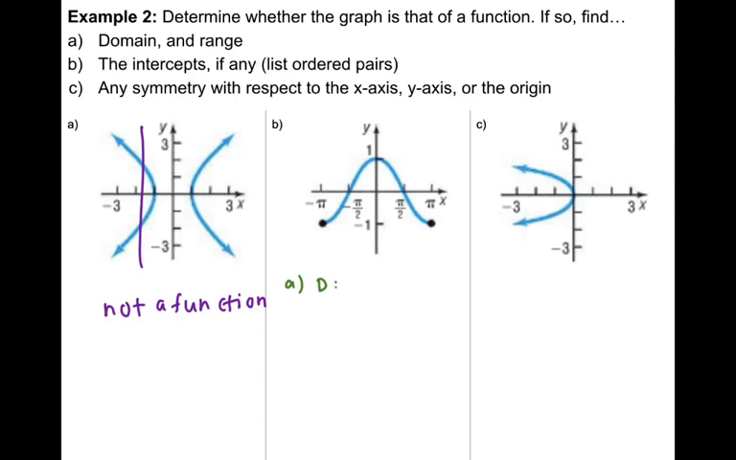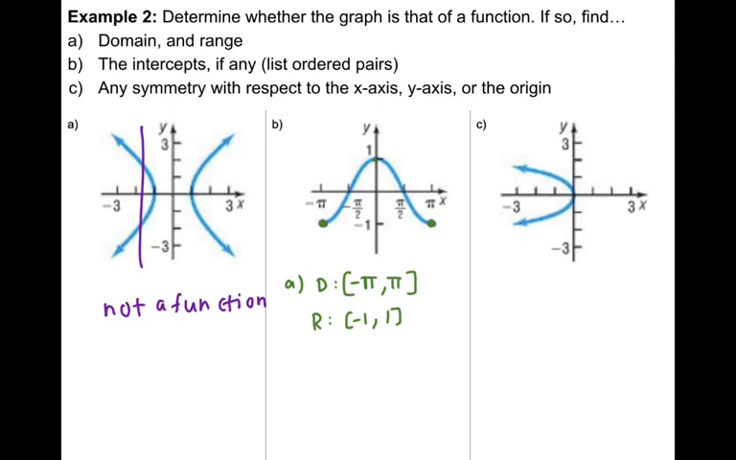The domain here, we're talking about the x values, going to range from negative pi to pi. I'm going to include both of those values because we have closed circles at both negative pi and pi. If those were open circles, we wouldn't include those in the domain. The range then is the height, right? The y values of our graph. So our minimum value is -1. Our maximum value is +1. We have points at both -1 and +1, so we include those in the range as well.